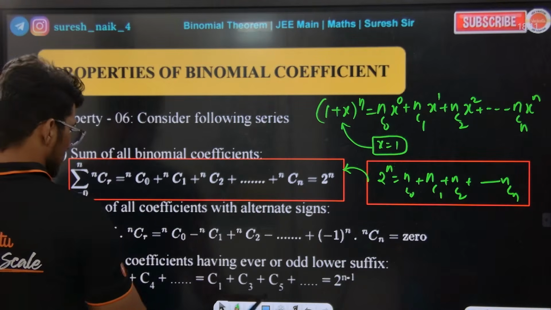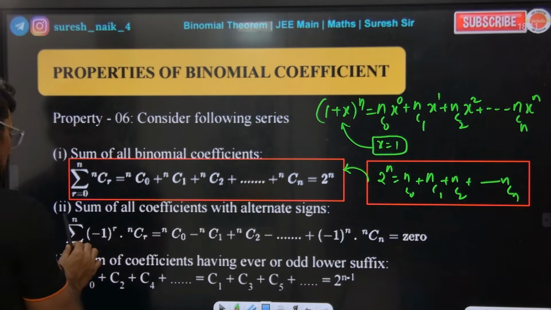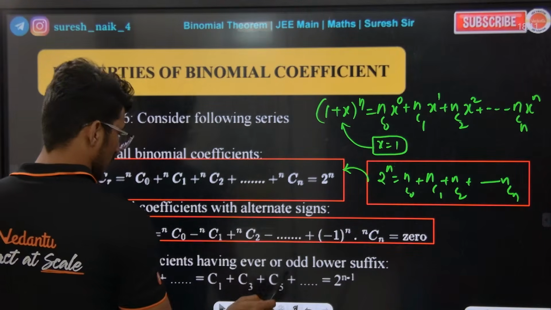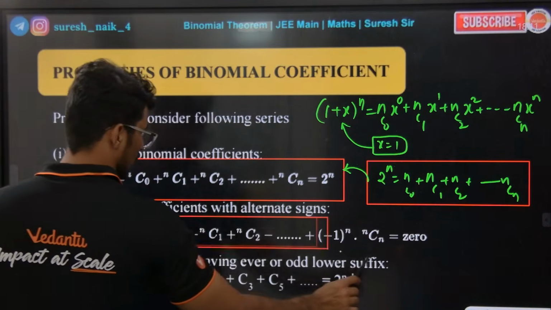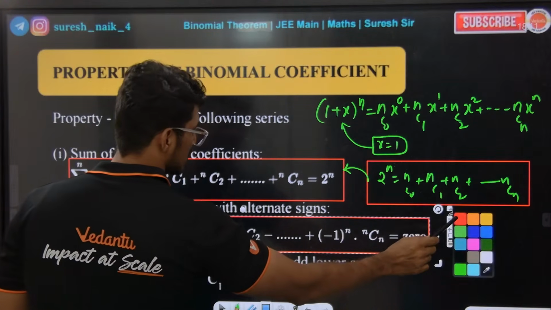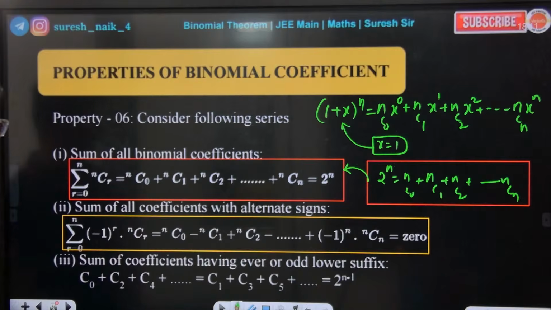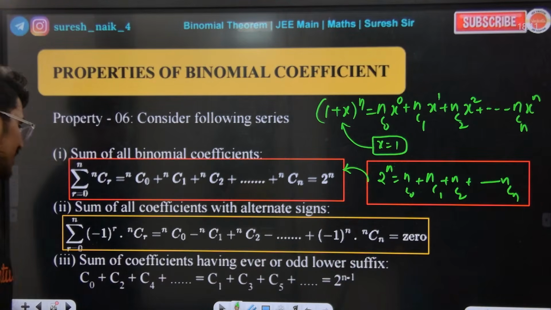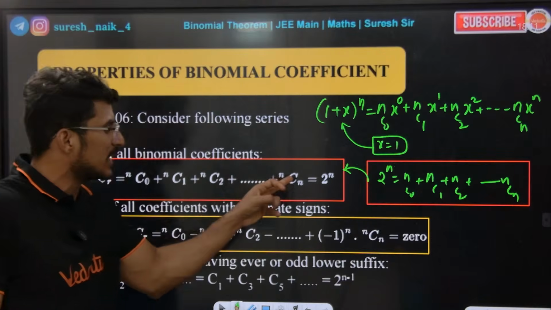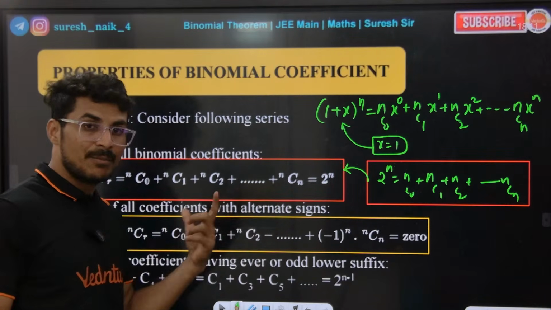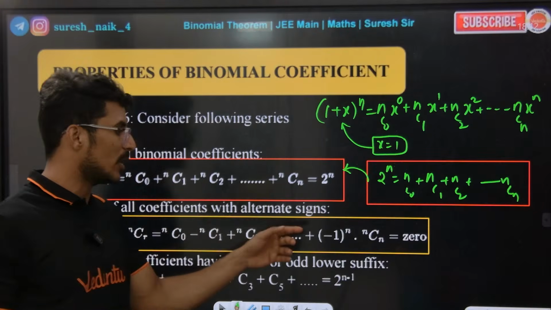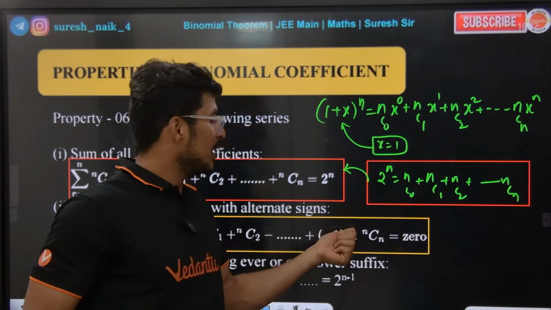Now, the sum of all the binomial coefficients with alternating signs is going to be always 0. Understood, everyone? Yes or no? Sir, alternating signs means, basically, in nC0 plus nC1 plus nC2 and so on to nCn everything is plus. But here, alternating signs: nC0 minus nC1 plus nC2 and so on till minus 1 to the power of n into nCn.